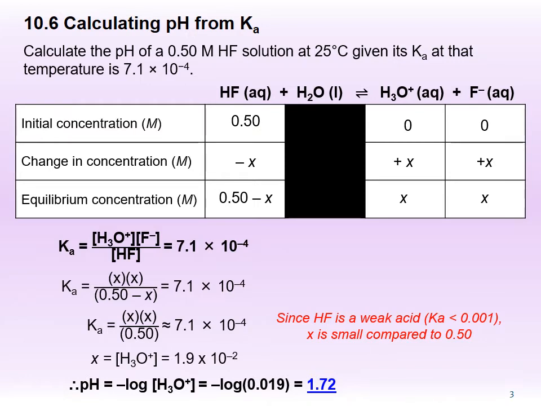0.50 minus x is therefore approximately 0.50. Once we make this approximation, the number of steps for solving x is reduced. Do not stop at x. We need to interpret what x is. Return to the ice table. X happens to be the hydronium ion concentration. One more step. Substitute X, that is the hydronium ion concentration, into the pH formula to get 1.72.